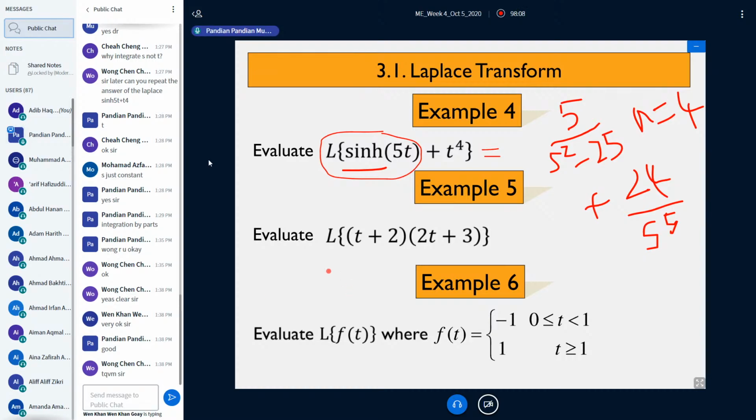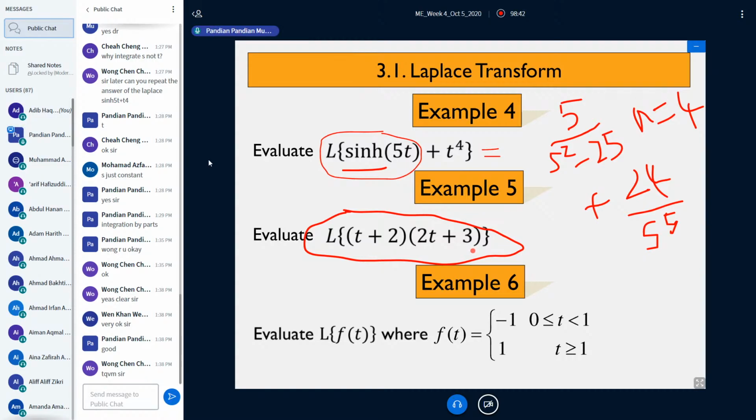All right. Now we want to do this. T multiply 2t squared. T multiply 2t, you have to throw away the brackets. T multiply 2t is 2t squared. T multiply 3, 3t. Plus 2 multiply 2, 4t. 3t plus 4t, 7t. Plus 2 multiply 3, 6.